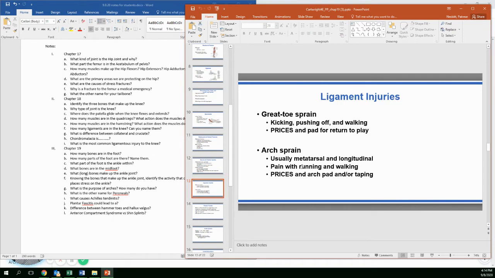Okay. More ligamentous injuries. You have your great toe or your big toe sprain, which is basically kicking, pushing, walking. And again, you want to pad the toe and then adopt the Price's method. You can sprain your arch. It can be painful as you are getting ready to run or maybe you want to take a walk. Same thing. Effective insoles or arch pads or taping, as well as the Price's method.